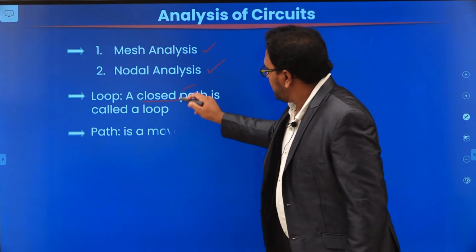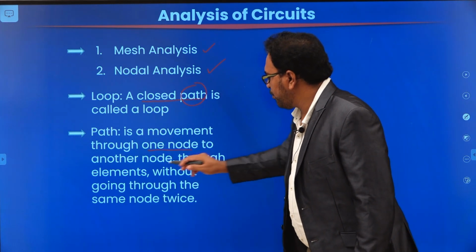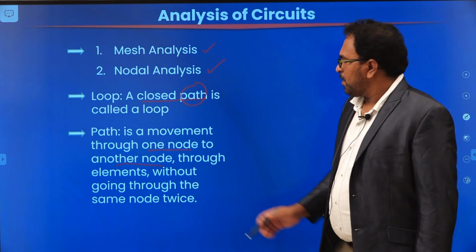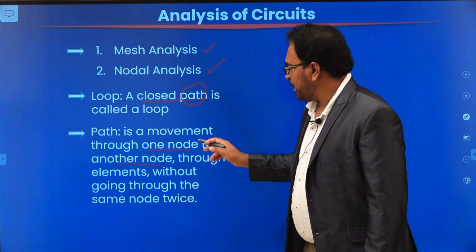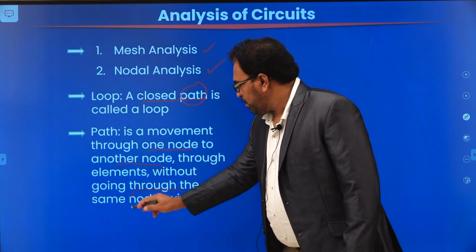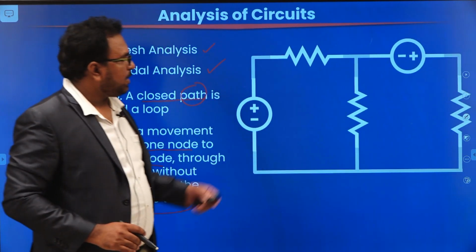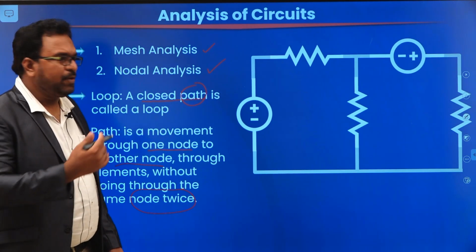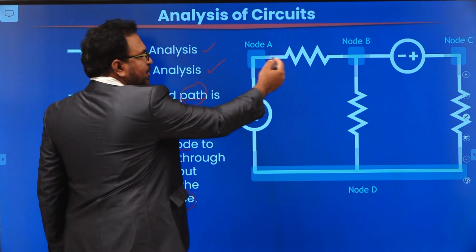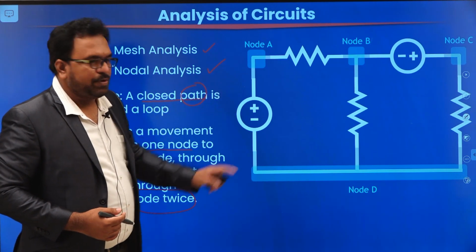Next, what is a path? A path is nothing but a movement from one node to another node through elements of the circuit without going through the same node twice. That is called a path. For example, consider a circuit here. How many nodes are there in this circuit? We already know there are 4 nodes. A node is a junction or interconnection of 2 or more elements. So there are 4 nodes here: node A, node B, node C, node D.